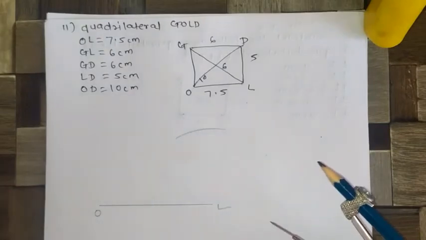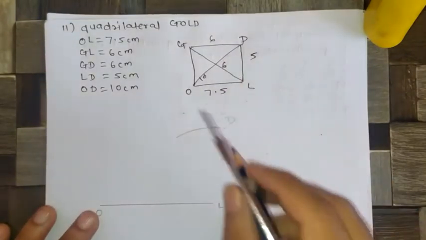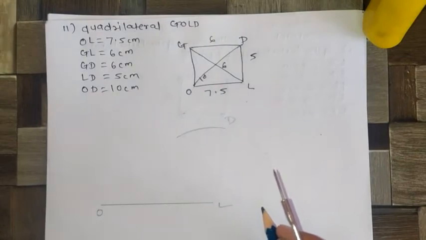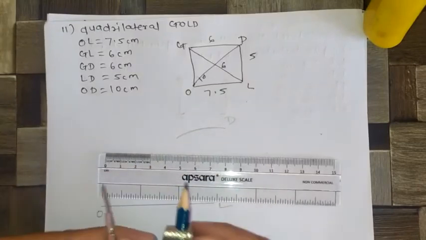Then after that, this point D that we will get, that is connected with O. So you have to take OD. What is the distance of OD? 10 centimeter. So you have to take 10 centimeter.